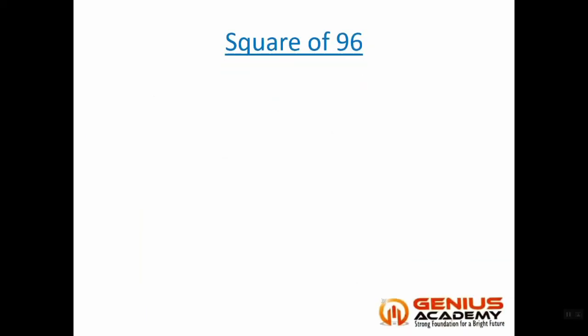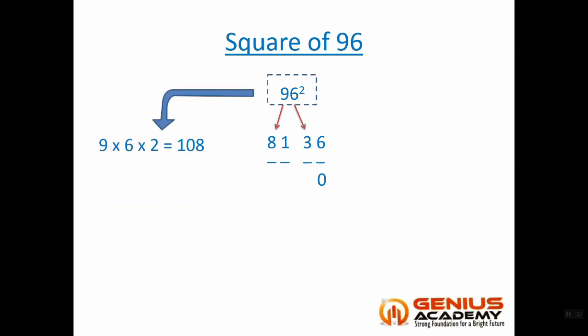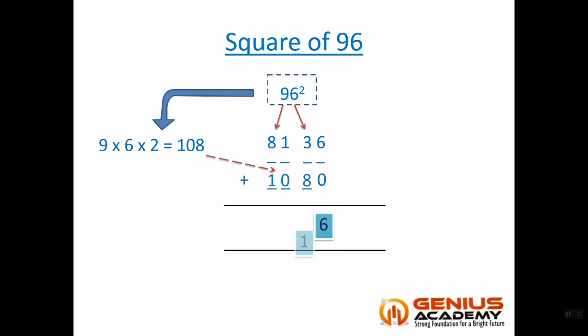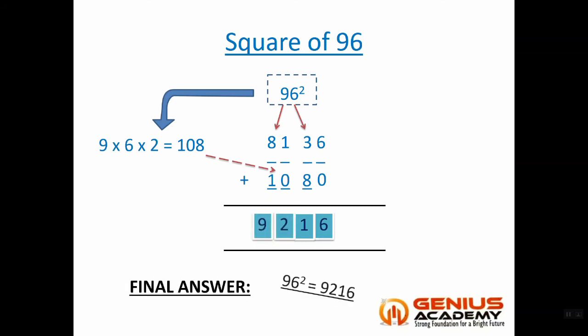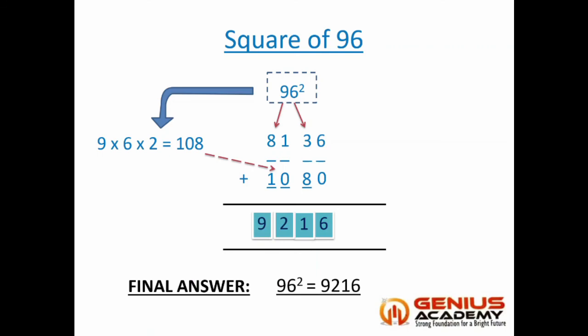Now let us take a last example, 96 square. So 9 square is 81, 6 square 36. 0 comes here and multiply these 3 numbers. So 9 into 6 into 2 is 108. Put 108 here and add 2 numbers. And so we get the final answer, that is 9216. 96 square is 9216. So you can find all the squares within few seconds.